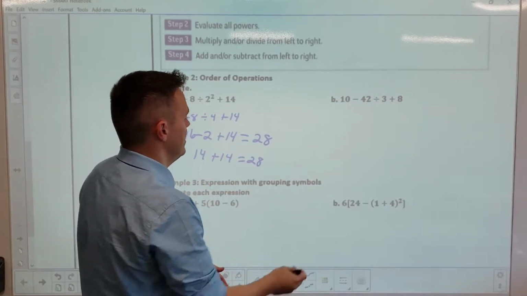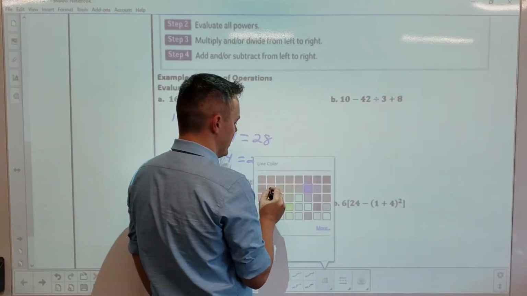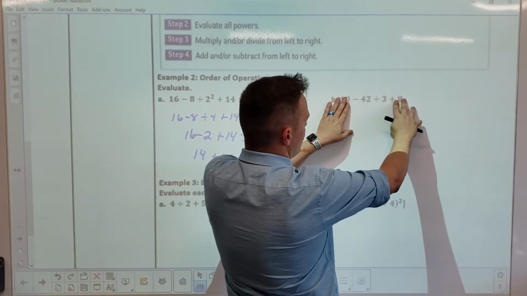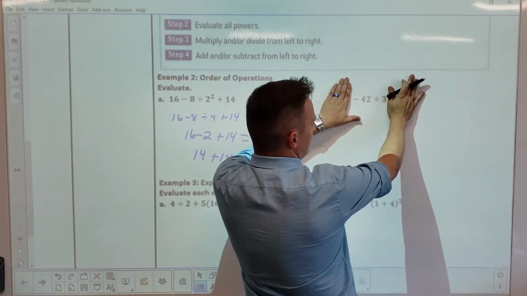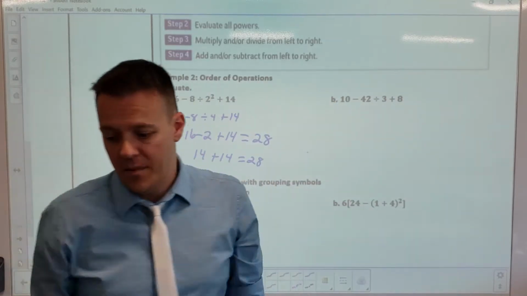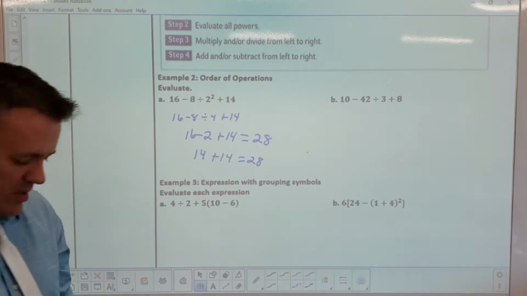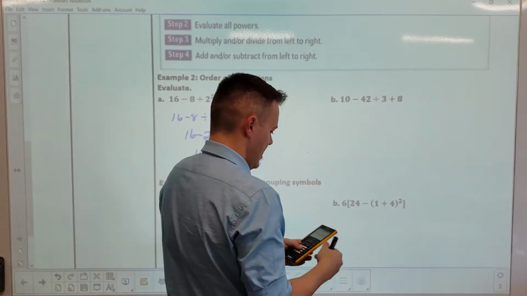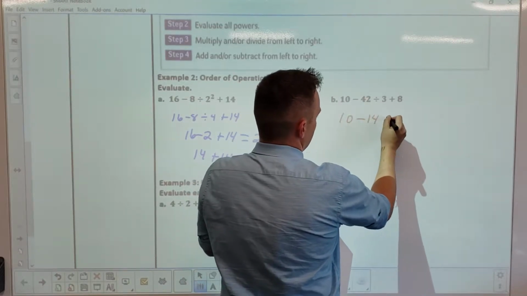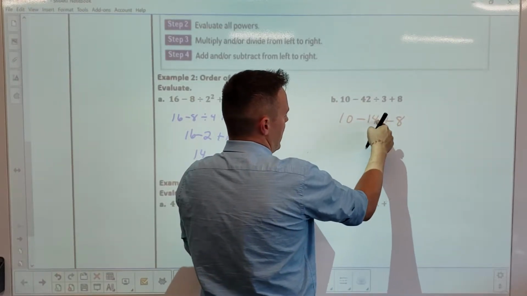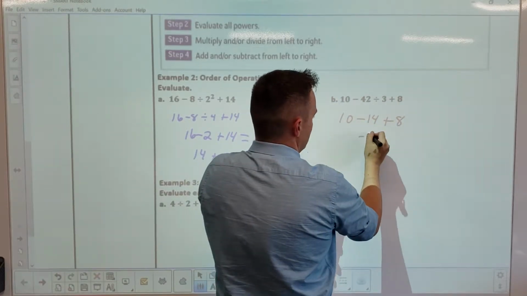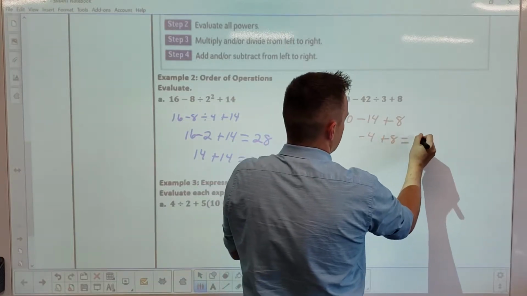All right, simple thing. Make sure you guys can do it. Now let's work on the other one over here. Same thing. No powers, no grouping, multiply or divide. So this is negative 42 divided by 3. It's been a long day, so let me put this in. It is negative 14. So it's 10, negative 14, and plus 8. So remember, this is 2 different numbers. So it's 10 minus 14, which is negative 4, plus 8, which is 4.